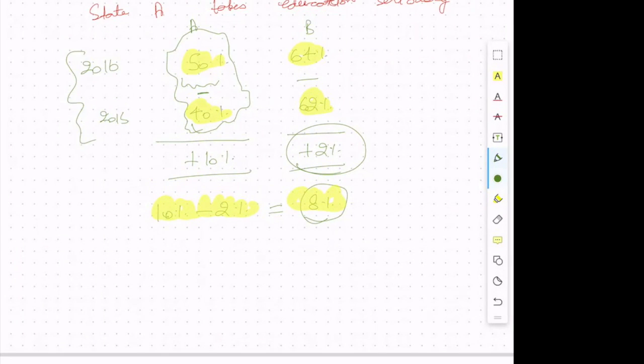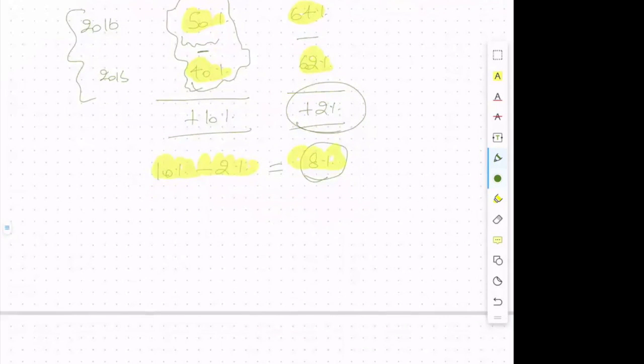We first take the difference of before and after the policy in state A, and similarly we take the similar difference in state B, which did not have any such policy. And then we take the difference of these two differences to say something about the impact of the policy.